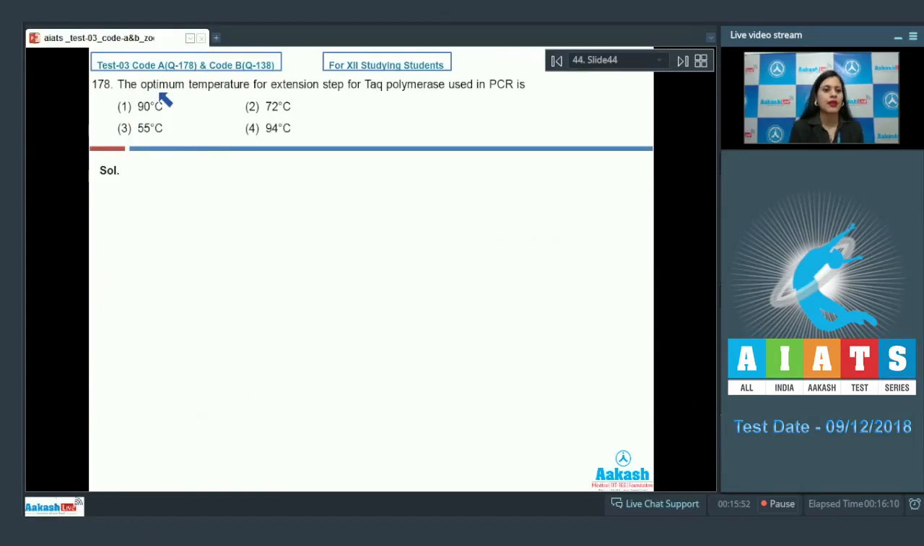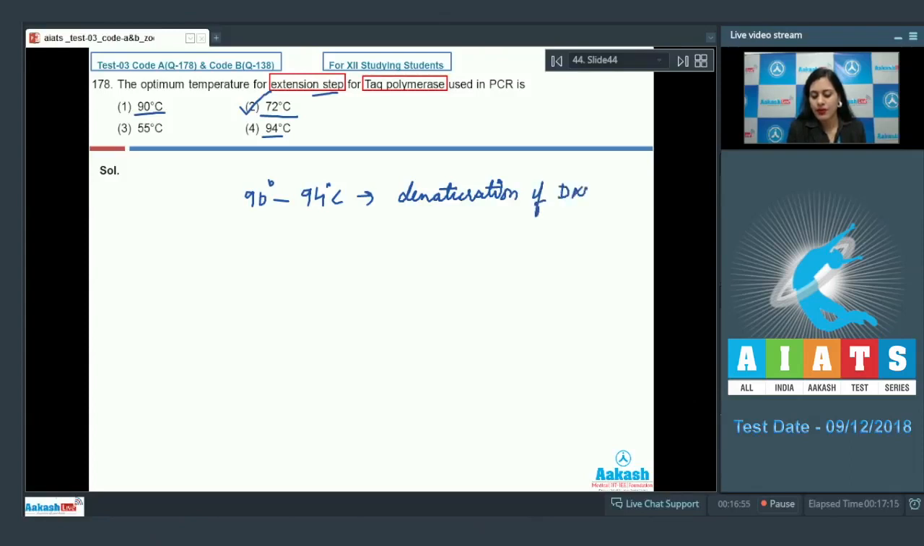Question number 178. The optimum temperature for extension step for Taq polymerase used in PCR is? Now, out of the given options, the correct answer for this question is option number 2. Taq polymerase works optimally at 72 degrees centigrade for extension step. Now let's discuss other options also. The first option is 90 degrees centigrade and last option is 94 degrees centigrade. And 90 to 94 degrees centigrade is a temperature at which denaturation of DNA occurs in PCR. First step of PCR is denaturation of DNA and it occurs at 90 to 94 degrees centigrade. So this cannot be the correct answer.